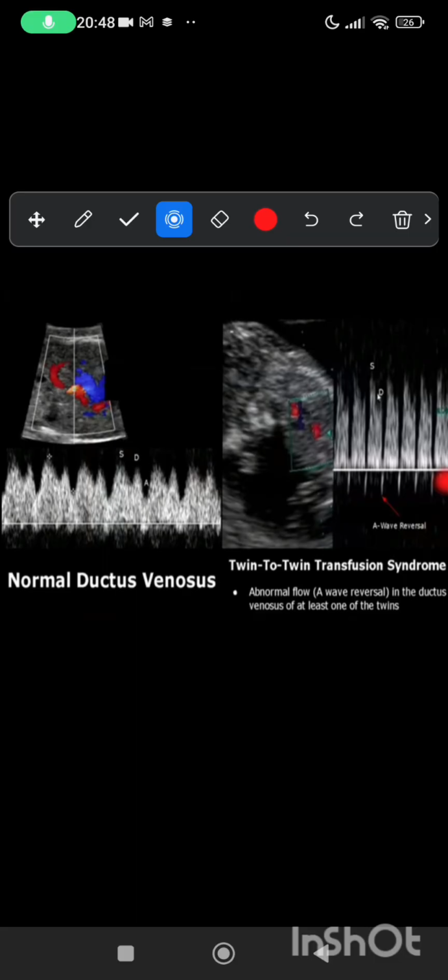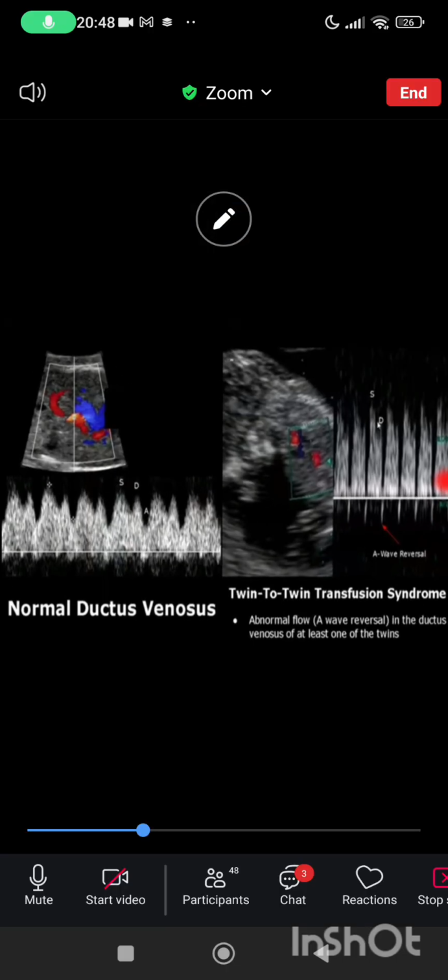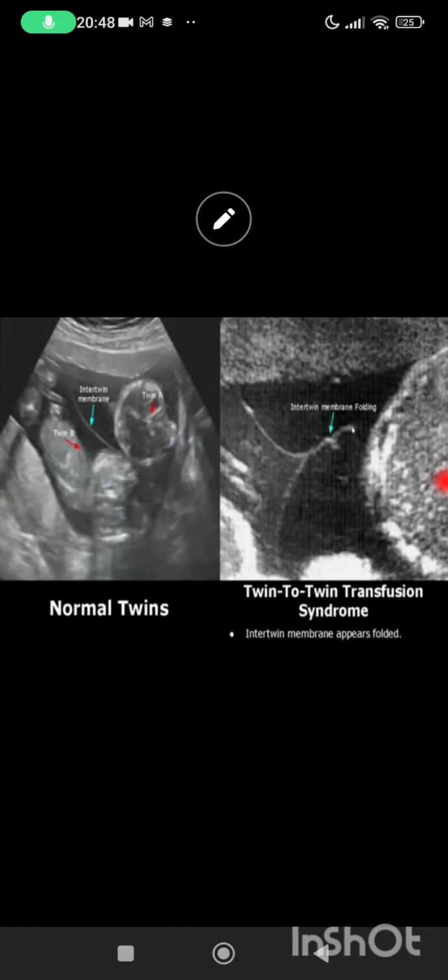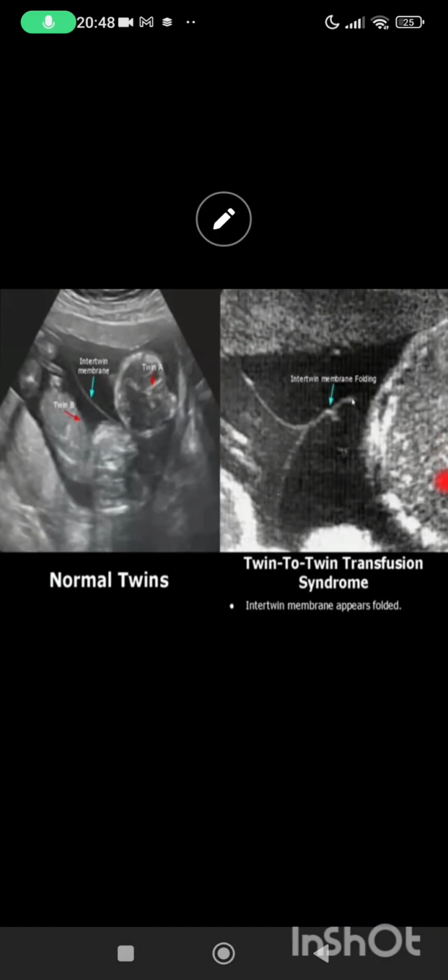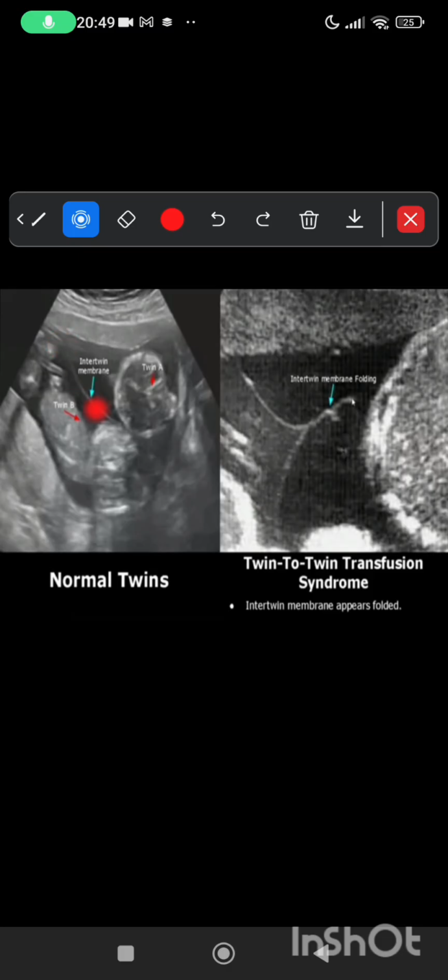So it can happen with both, because there is cardiac strain in both twins, especially in the recipient, while the donor also receives less blood flow. So there is strain in the heart in the donor and recipient twins both. And here we can see normal twins, with the intertwin membrane. In TTTS, there could be intertwin membrane folding, as we can see here.